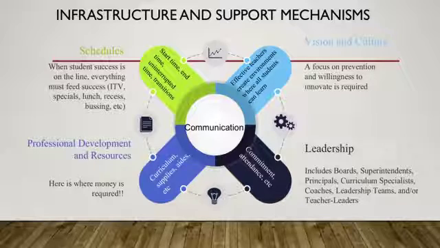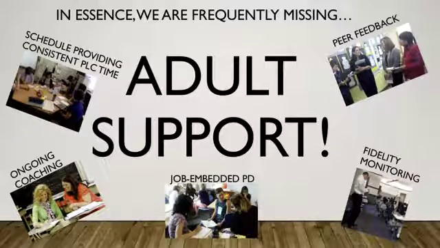You see, in infrastructure and support mechanisms, we look at four main areas that are frequently overlooked. Schedules, when classes and interventions start and end, how much uninterrupted time is available, what transitions look like. Leadership from the board all the way down to teacher leaders, ensuring that commitment and attendance is there. Communication across everything that happens in the district, the school, or the grade level is extremely important. In essence, what we're frequently missing in terms of infrastructure and support mechanisms is adult support.